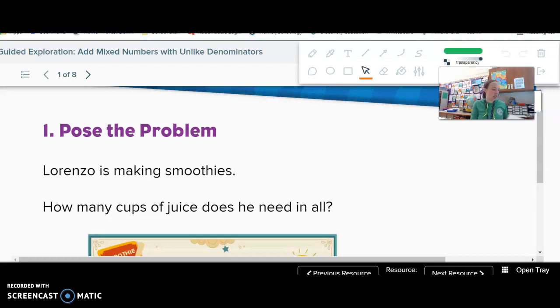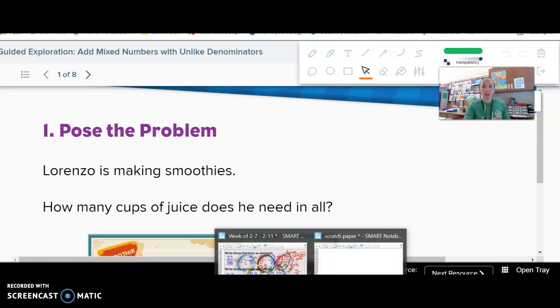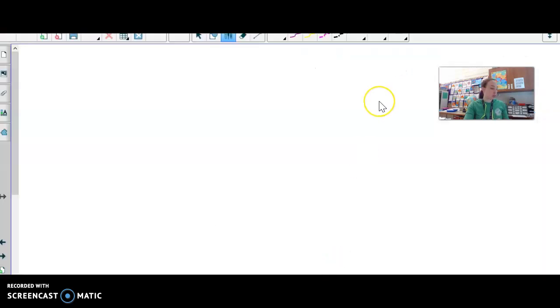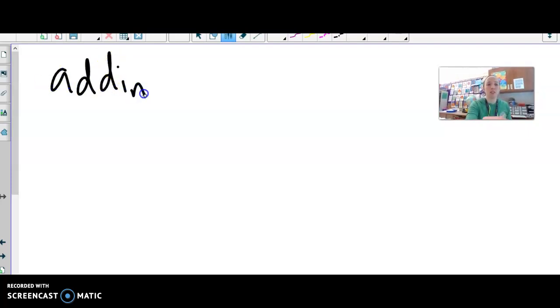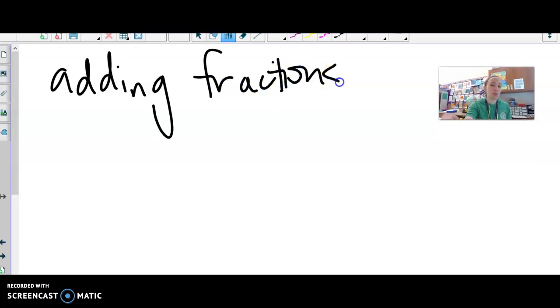All right, 9.6, adding mixed numbers with unlike denominators. Now, thankfully, this is very similar to adding regular fractions. We just have some whole numbers to consider. So, on your notes, first you can fill in the blanks. You can write, it's just like adding fractions, thankfully, except you add the fractions and then add the whole numbers.